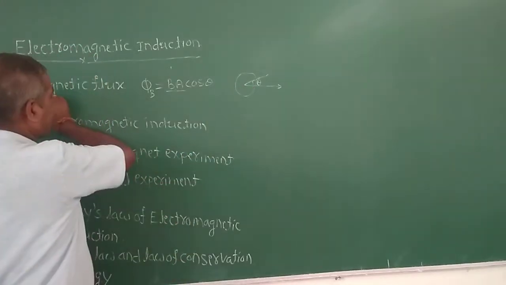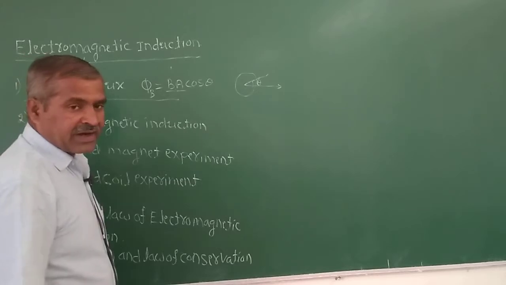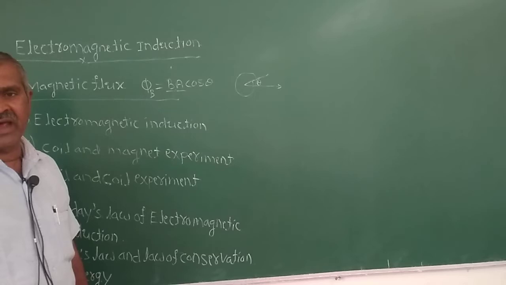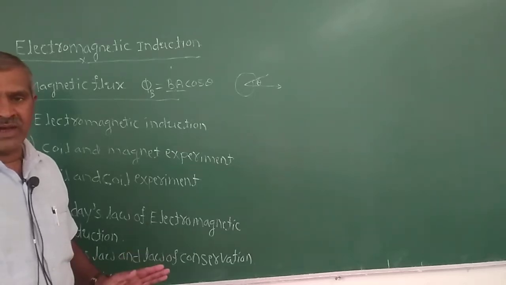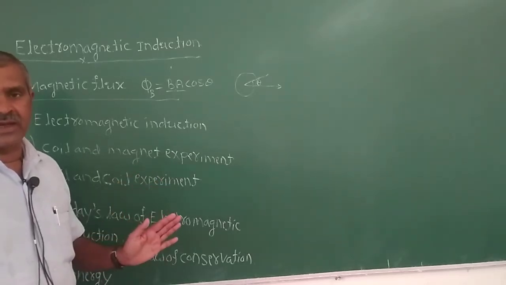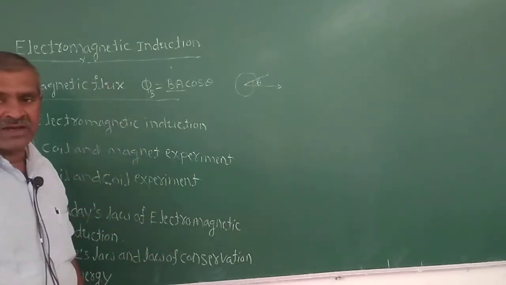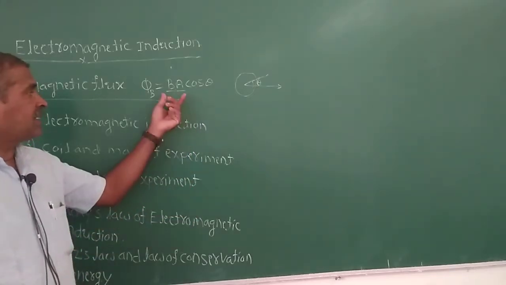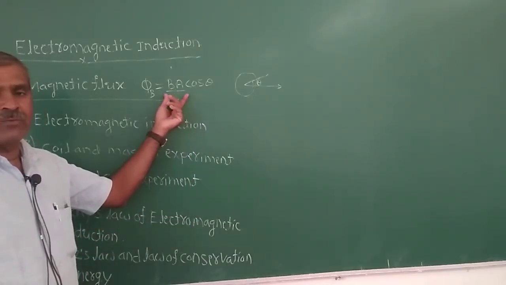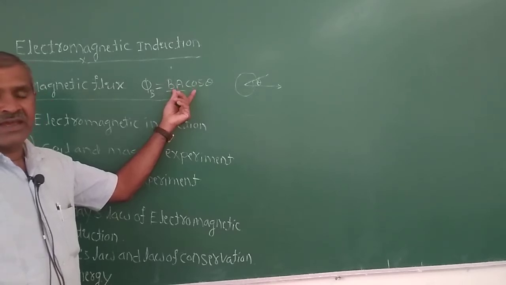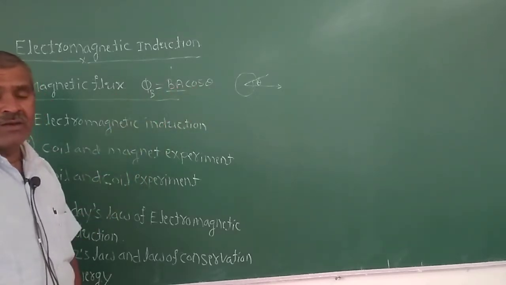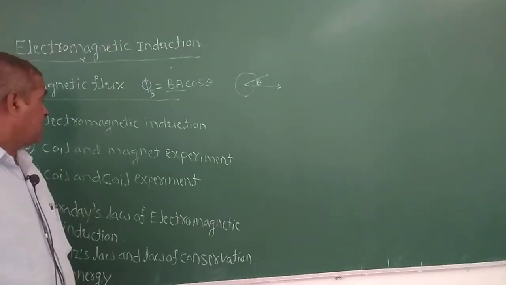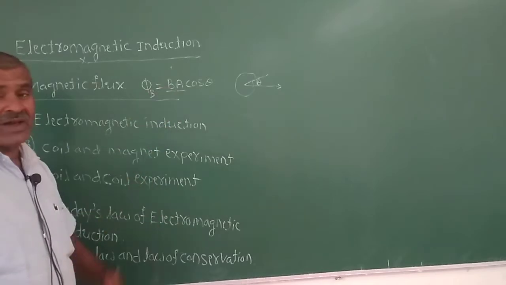This is the magnetic flux. The number of magnetic field lines passing normally through that surface area is called the magnetic flux. Or in other words, according to the mathematical formula, it is the product of the magnetic field and that surface area. That is called the magnetic flux.